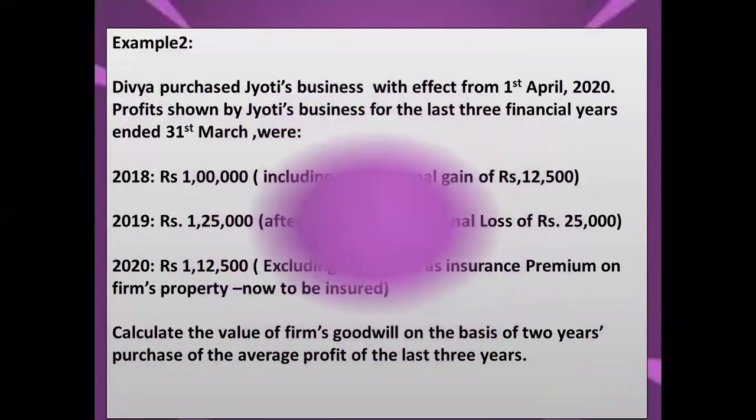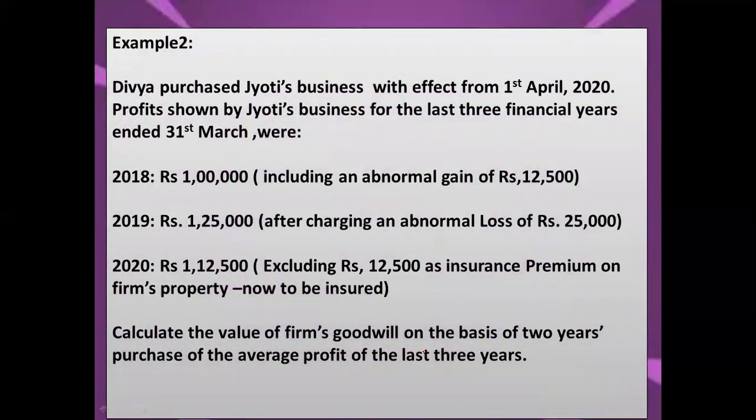Let's take another example. Divya purchased Jyoti's business with effect from 1st April 2020. Profits shown by Jyoti's business for the last 3 financial years ended 31st March were given. So in this question, 3 years are given, 2018, 19 and 20. What is expected of us to do? We have to calculate the value of goodwill on the basis of 2 years' purchase. So the number of years' purchase is 2 years of the average profit of the last 3 years. The number of years is 3.